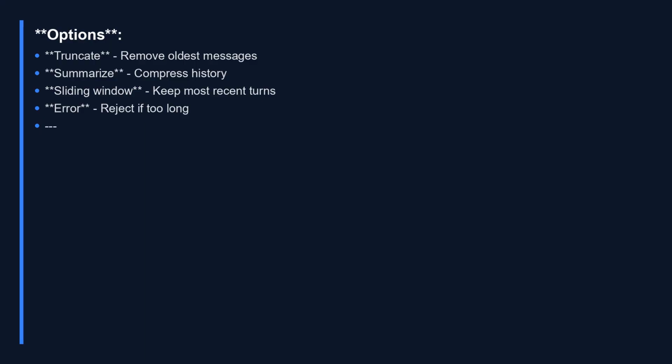Summarization compresses the conversation history into a shorter representation before it's included, preserves information but adds complexity. A sliding window keeps only the most recent N turns, predictable behavior, easy to implement. Or you can simply reject inputs that are too long and return an error, appropriate for some APIs where you want strict guarantees. Which strategy is right depends entirely on your application.